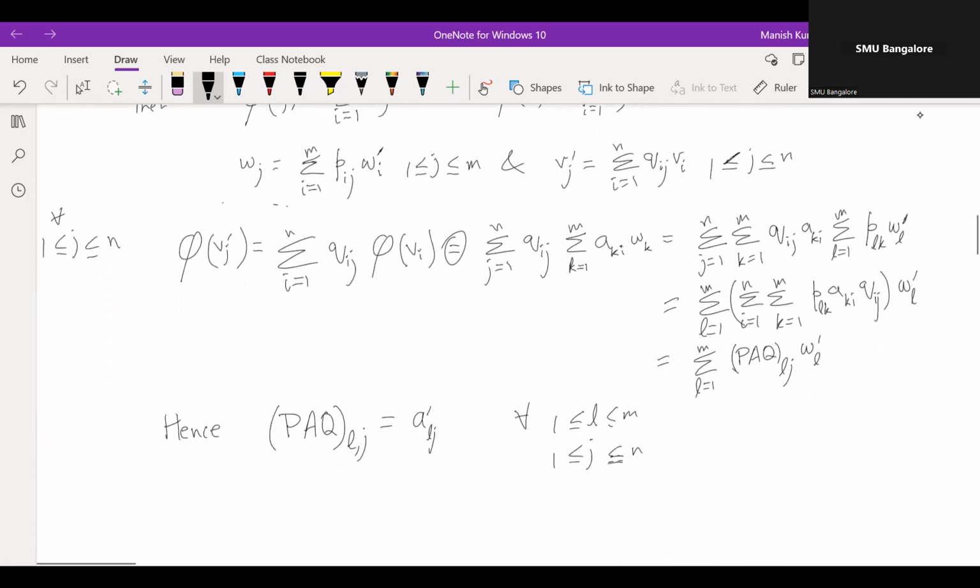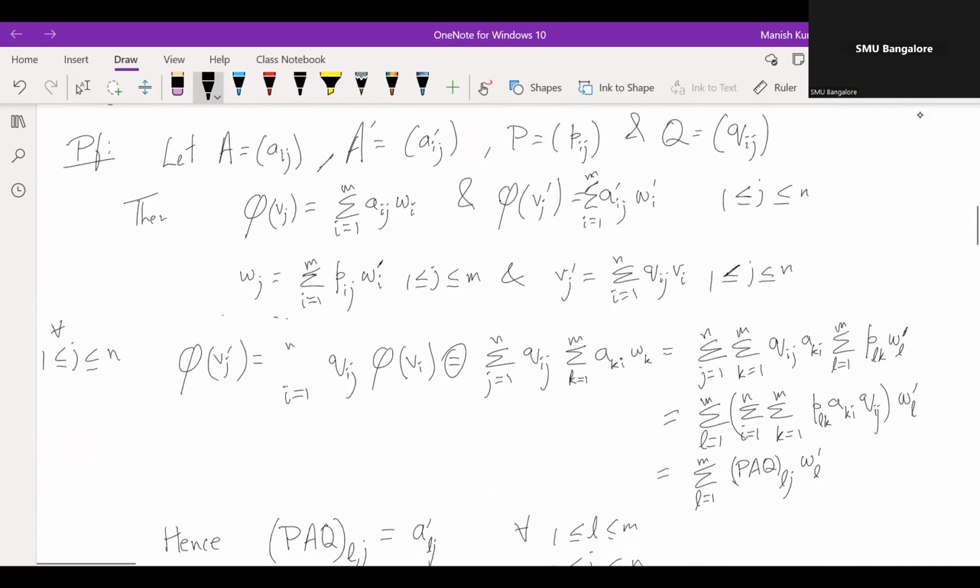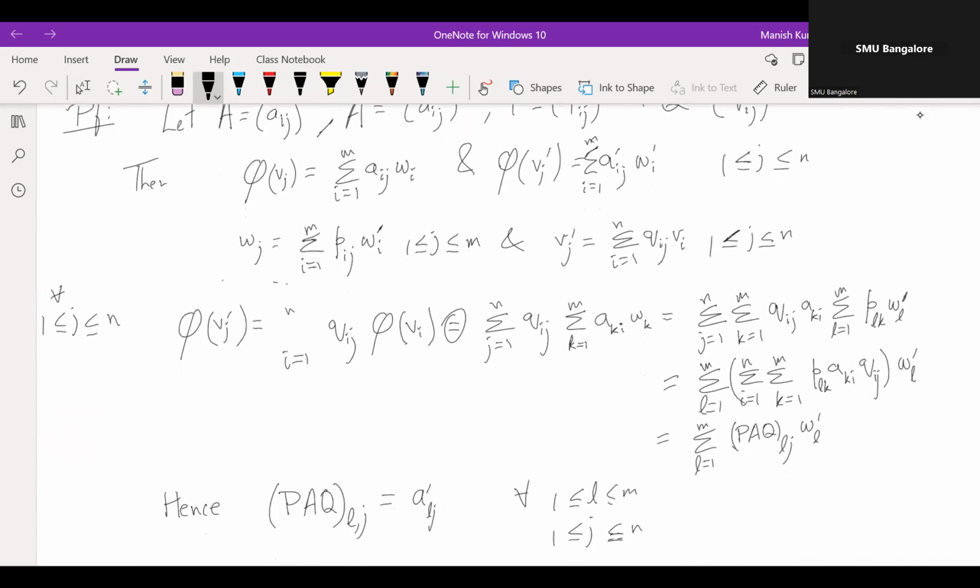Now we change the order of summation and write everything together. We want wl prime to be outside, so the summation for l equals 1 to m will be outside, and you get this double summation plk aki qij. I've written this because we want it to be PAQ, right? The formula should be A prime is PAQ. But this double sum inside is precisely the ljth entry of PAQ.